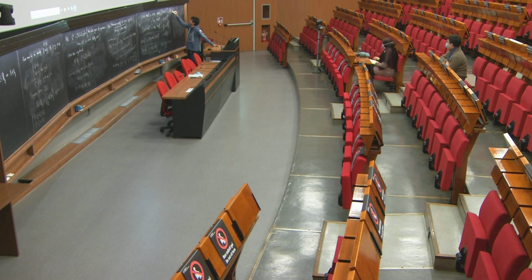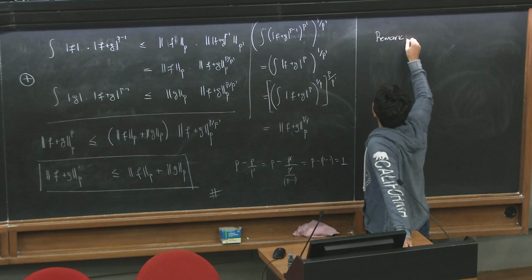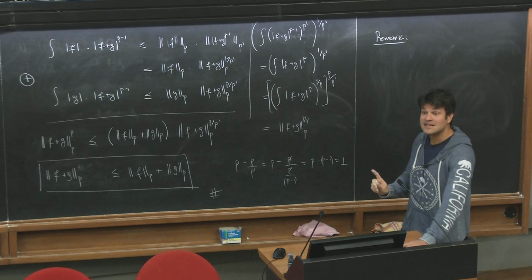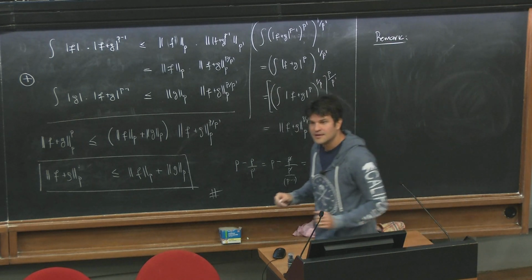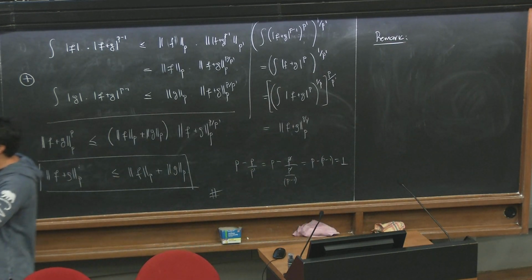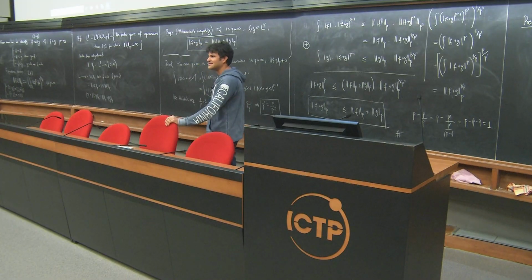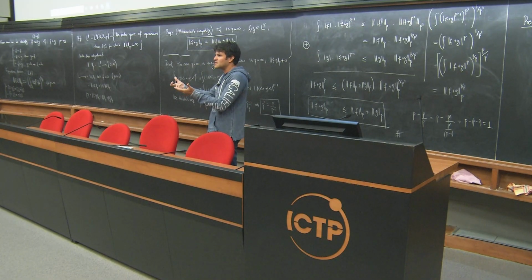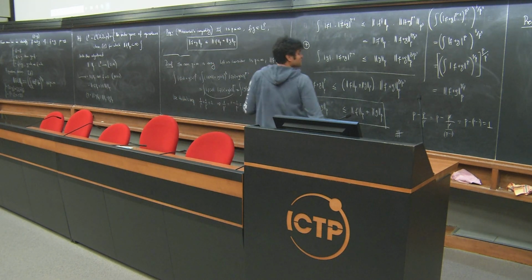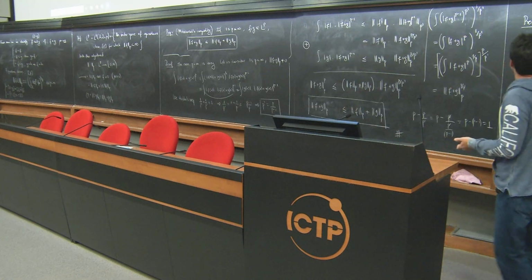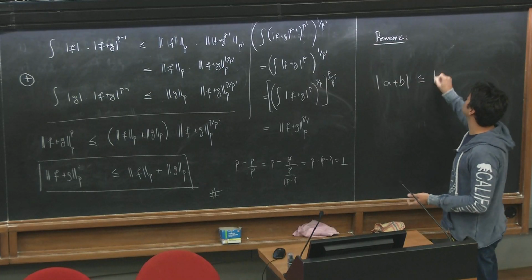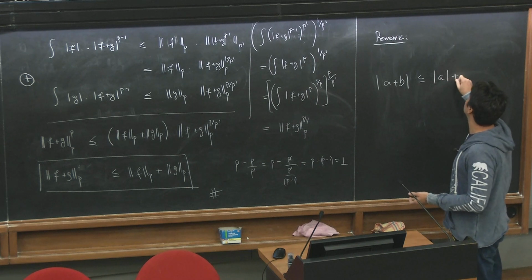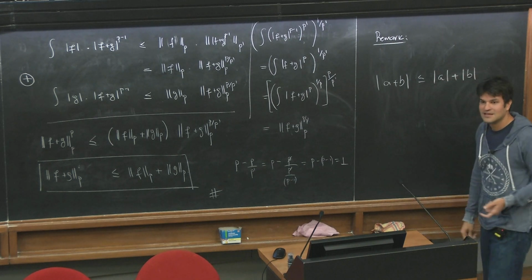Remark. I let you think about the cases of equality. When can we have equality in this inequality? You know, for the triangle inequality, there are cases of equality, right? If you add up two numbers, a plus b, then the absolute value of a plus b is less than or equal to the absolute value of a plus the absolute value of b.